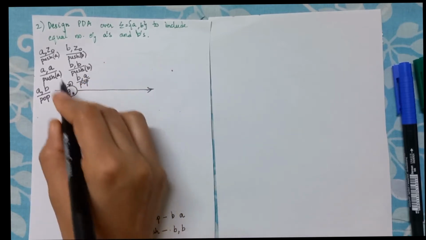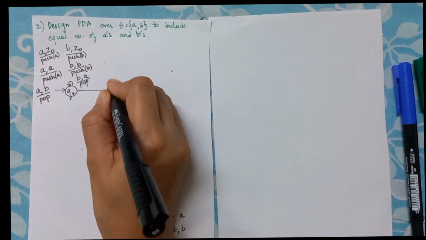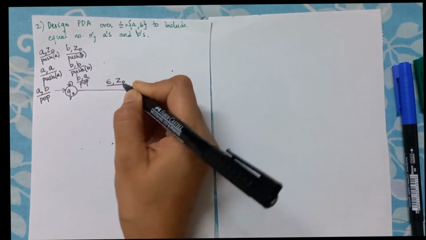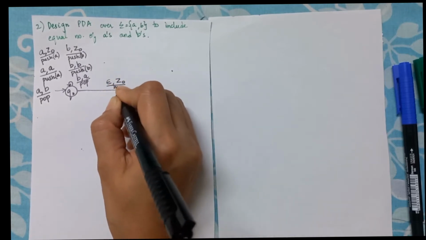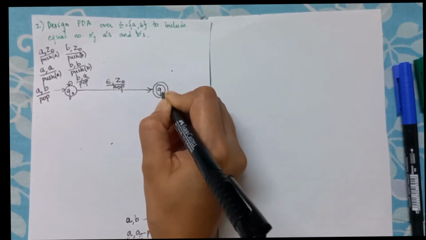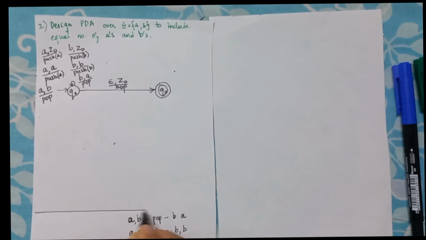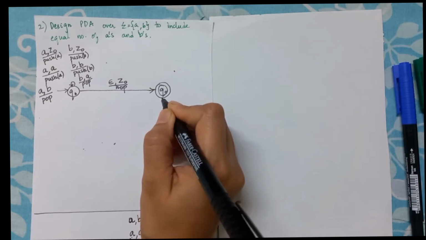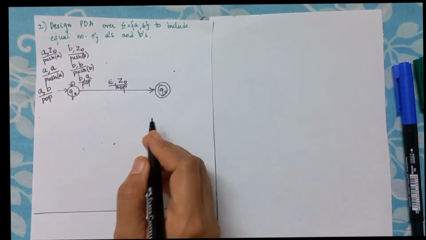Now after this, all the input symbols are handled, and on epsilon, if Z naught is the stack symbol, I move to the next state. I do not do any operation. I move to the final state. So in case I reach the final state, the string is accepted by the PDA.